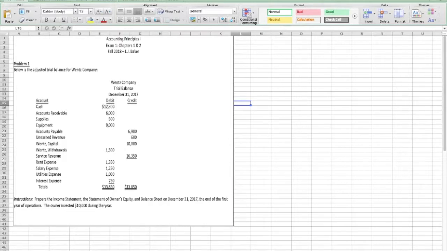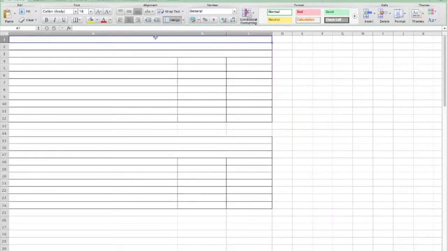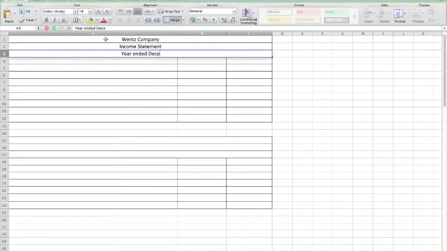Let's start it off though with the income statement. Remember, with each of these statements that we prepare, they always begin with the same 3-line heading: who, what, and when. Who is always the company name, Wentz Company for this problem. What is the financial statement that we're doing, income statement for this first one, and then when is always just the date. So we're doing this income statement as of the year ended December 31st, 2017.